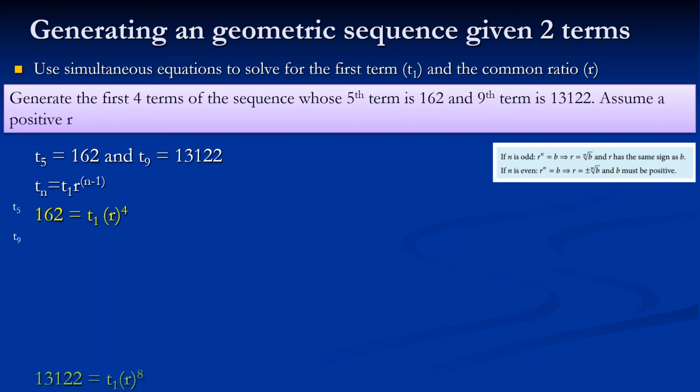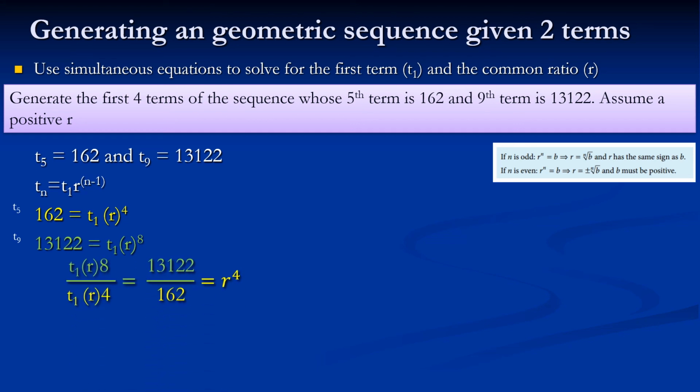So let's substitute into our formulas. So we sub in, and you'll notice a nice relationship, it's just like your exponential laws. So remember, if I say x to the power of 8 divided by x to the power of 4, that's going to be x to the power of 4. In this case, we are doing the same rule. So we're just going to note that 13,122 over 162 will equal r to the power of 4, because these will cancel out as well. So r to the power of 4 has got to equal 81.